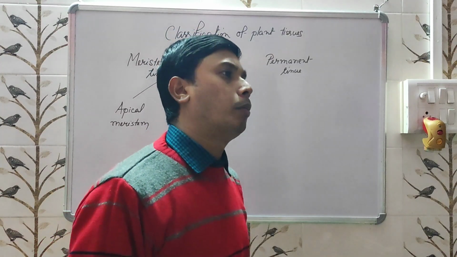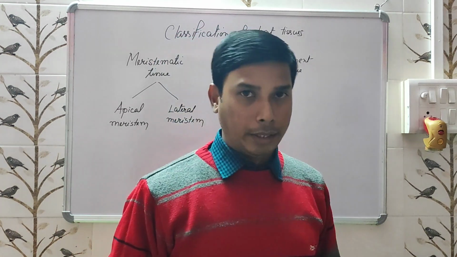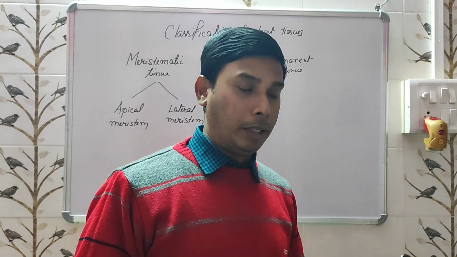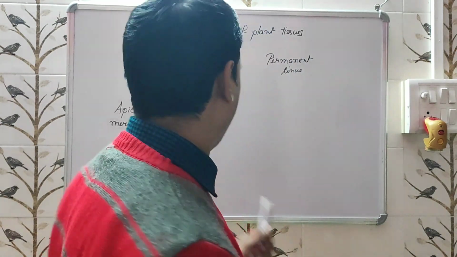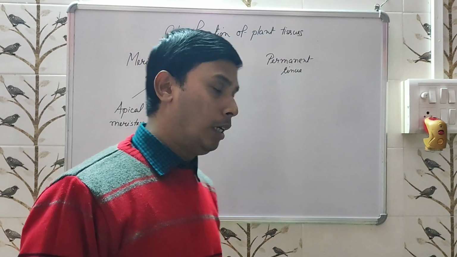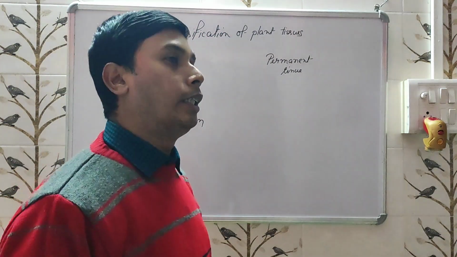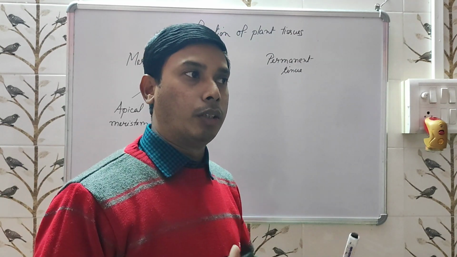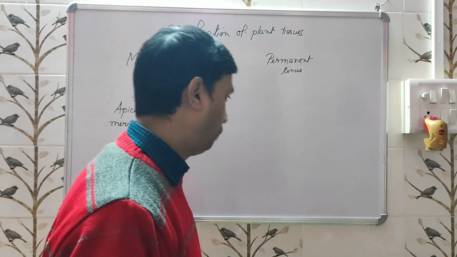Actually, the lateral growth of the plant is the secondary growth of the plant, and the vertical growth of the plant is the primary growth of the plant. So we can say that apical meristem is responsible for primary growth of the plant, and the lateral meristem is responsible for the lateral growth or the secondary growth of the plant.